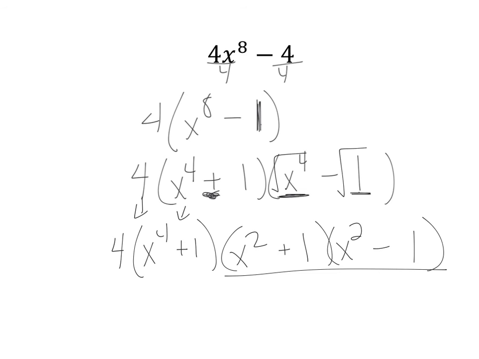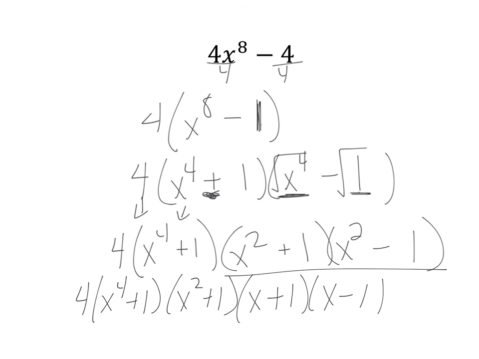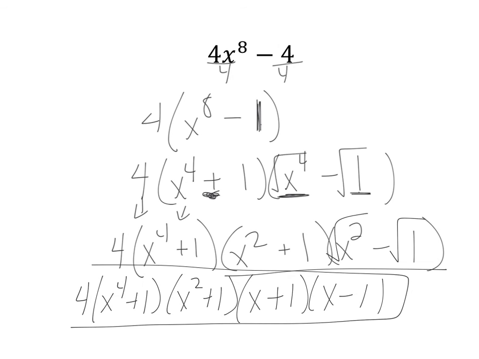And then again, this is a plus sign, so this can't be factored again, but this is a minus sign. Perfect square minus perfect square. So I can keep going. So remember, bring everything down that you're not using. It's still part of the answer. And then remember the square root there. So this is factored out completely.